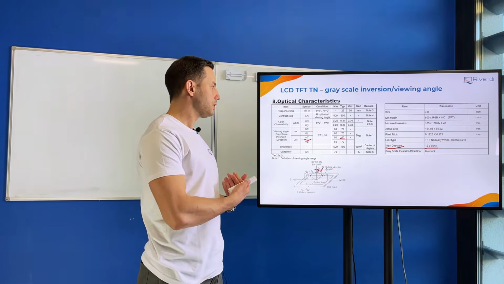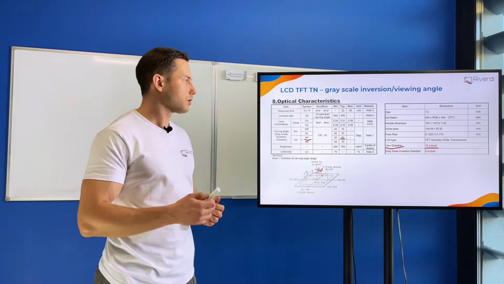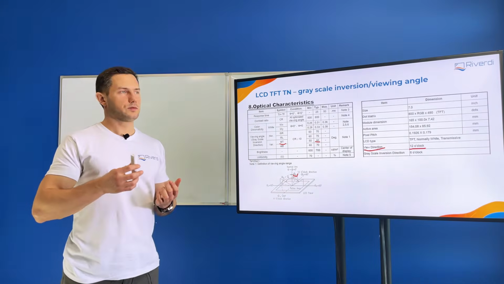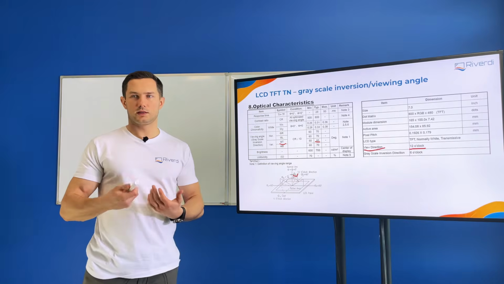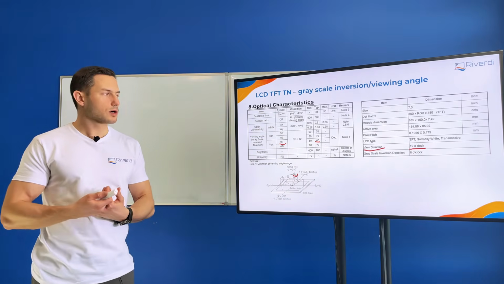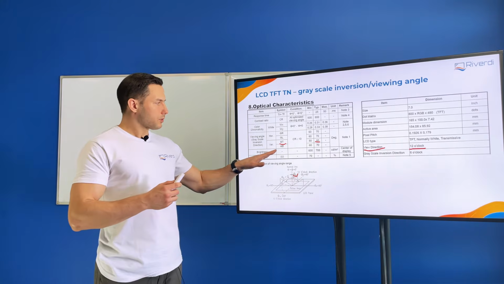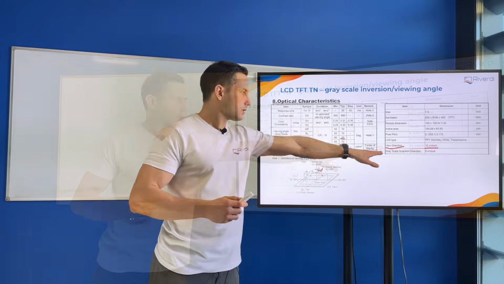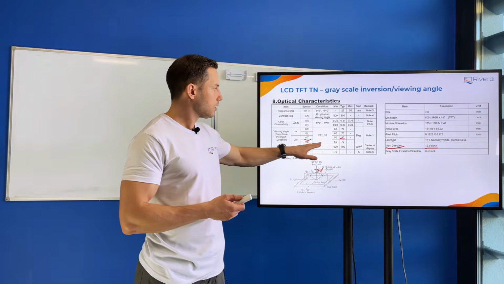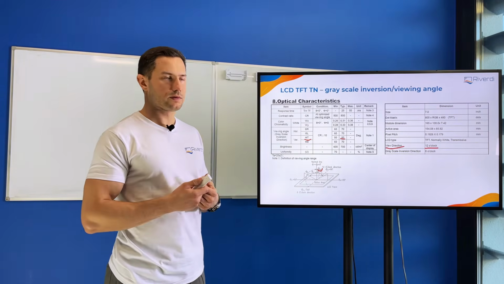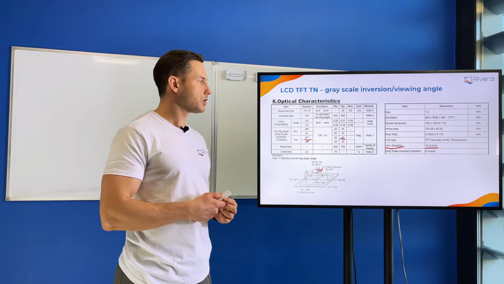What does it mean? It means that on this side, there will be no grayscale inversion. So if we go to 40, 50, 60 degrees, and even a little more probably, we will still see the proper image, maybe with lower contrast, but the colors will not change. If we go from the bottom side, so that will be the 6 o'clock, where we have the grayscale inversion, we will see, after 70 degrees or lower, a sudden color change.